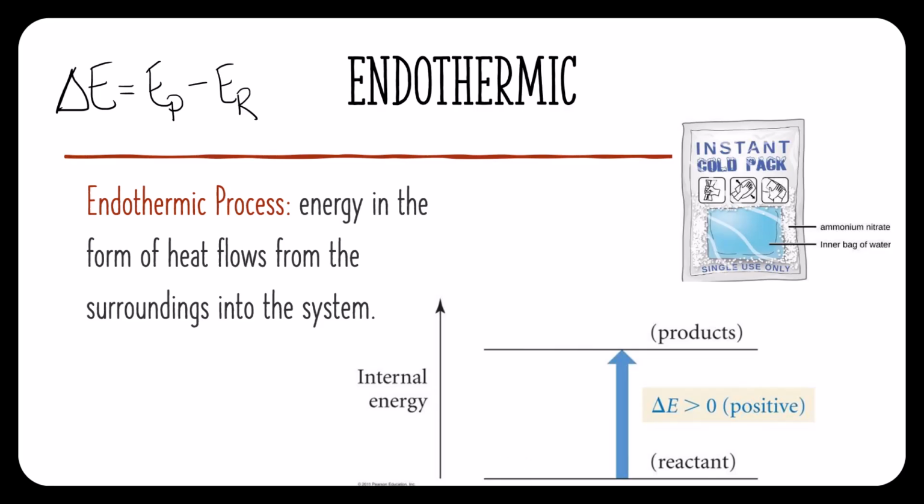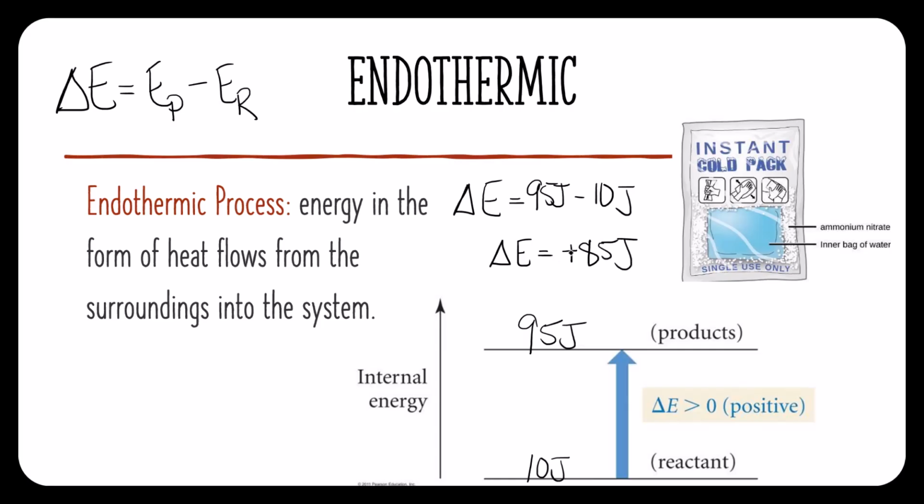So again, let's make this tangible. Let's put some numbers with it. So our reactants are low in energy. Let's call that 10 joules. Our products are high in energy. Let's call that 95 joules. So if I were to look at the change in energy, that's going to be the energy of my products, which in this case is 95 joules, minus the energy of my reactants, which is 10 joules. So the change in energy would be a positive 85 joules. That positive value tells me it's endothermic. Energy is entering the system.